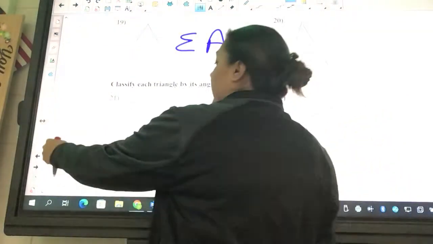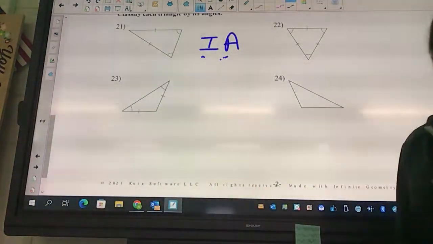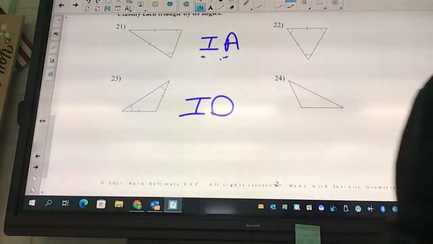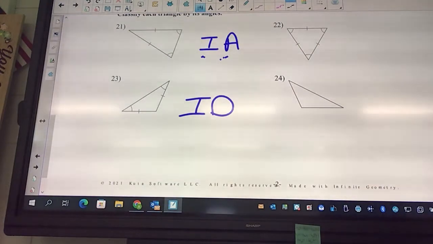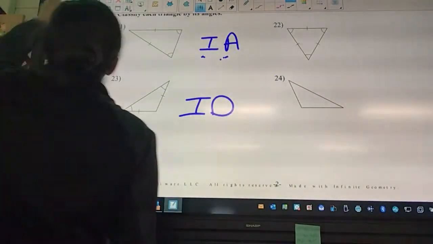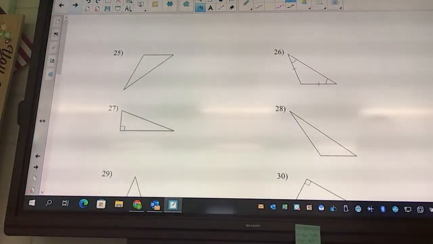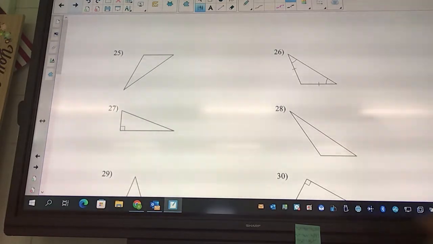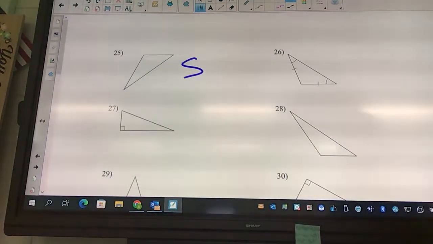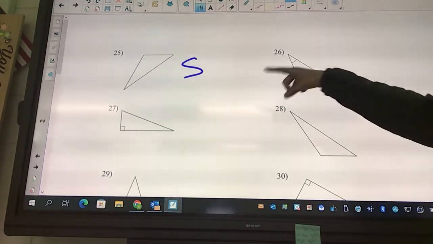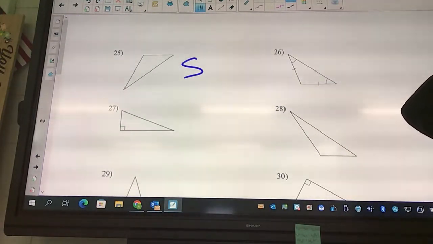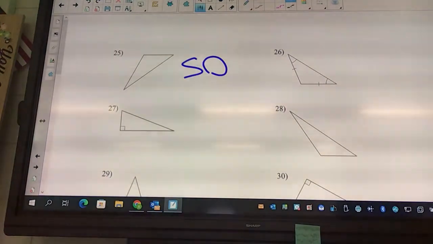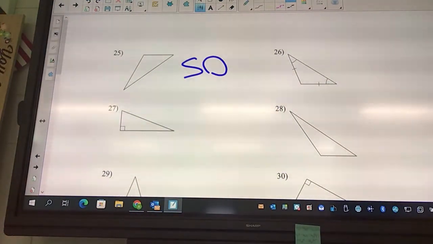Okay, 23. Isosceles, what? Obtuse. 25. Scalene. Even if it looks like it, we don't have two sides marked, so we know it's got to be a scalene. Scalene what? Obtuse. Scalene right.